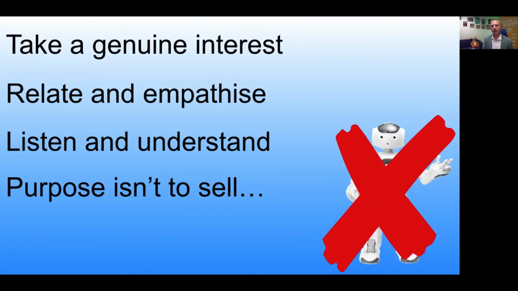Just demonstrate the value. Don't try and be a salesperson, because let's face it, I don't think any of us are. You trained to be accountants. I didn't train to be a salesperson myself. And I think people are just put off by that anyway. So the purpose isn't to sell, it's to demonstrate what you could do for somebody. And if they're interested, then they will want to buy from you.